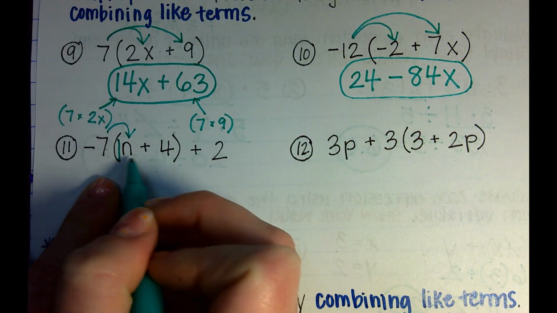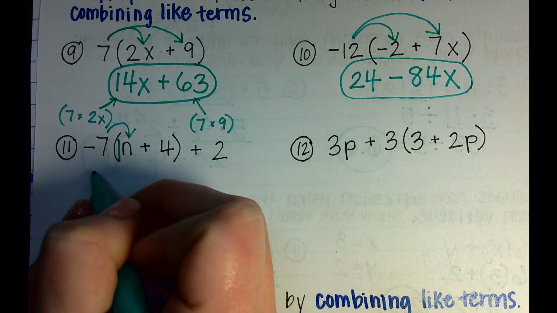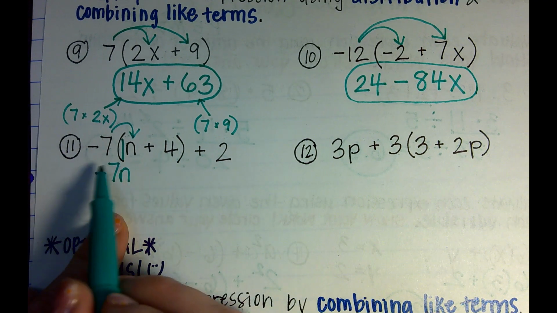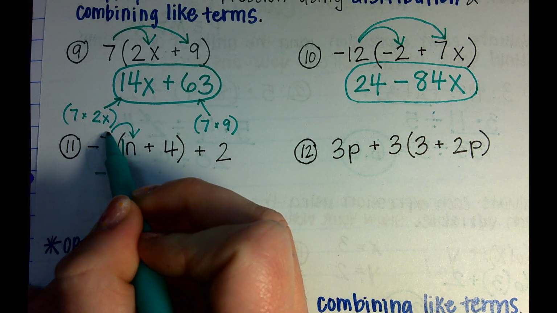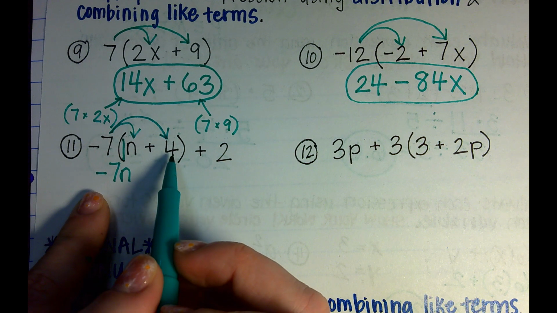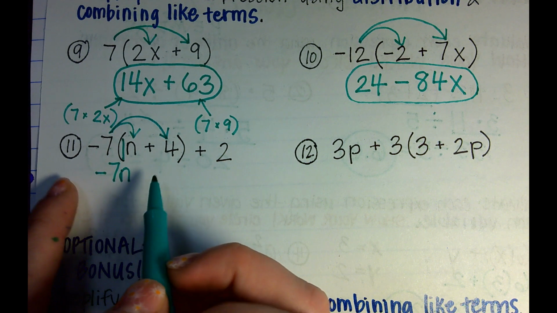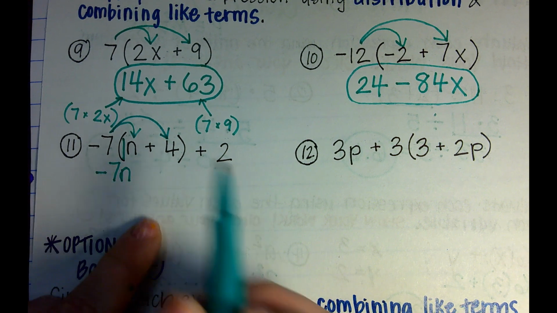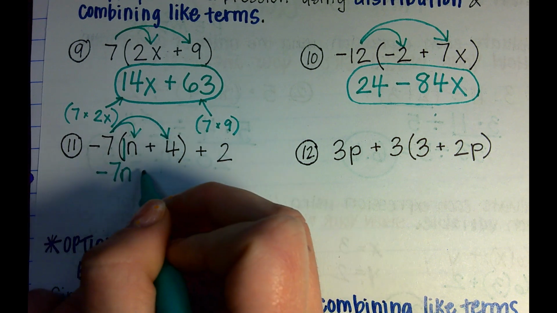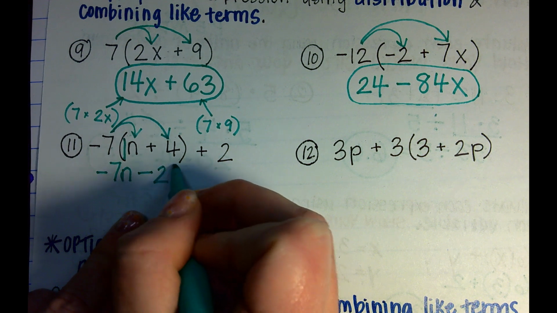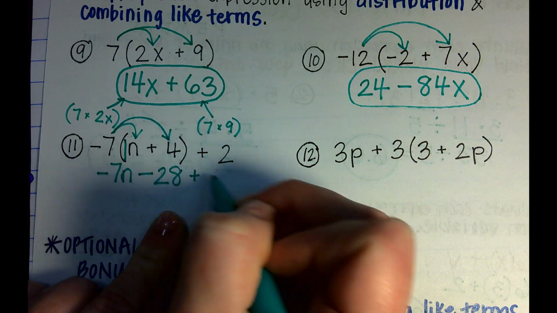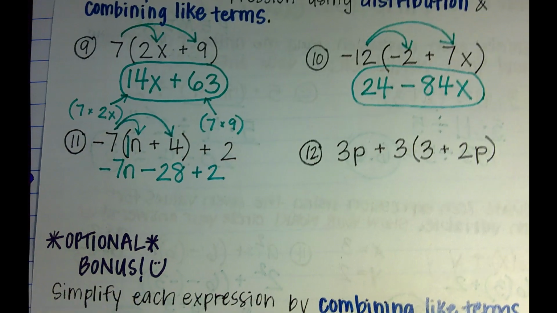Negative 7 times 1n gives us what? Negative 7n. Good. Plus, negative 7 times positive 4. Is it negative 28? Good. When we take a negative times a positive, we get a negative. Negative 28. And then bring down a +2.